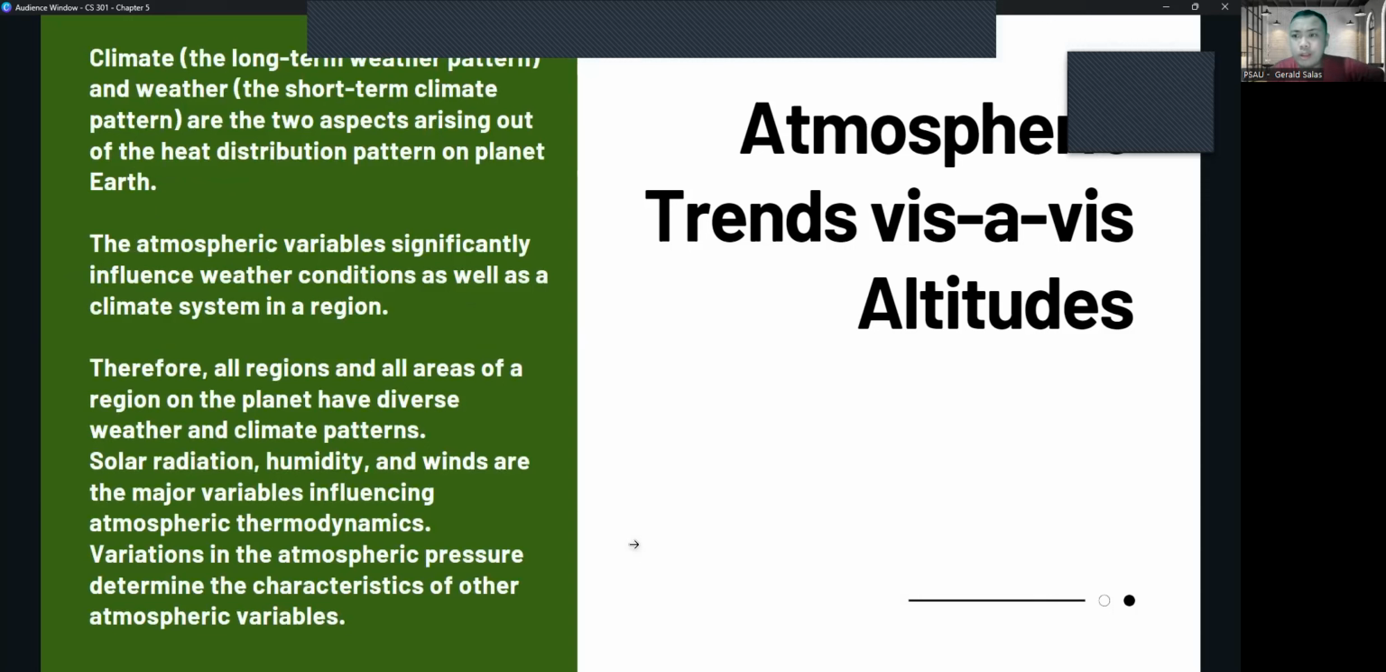Now, we've been talking about climate, we'll be talking about weather. When we speak of climate, ito yung ating long-term weather pattern. When we speak of weather, this is our short-term climate pattern. So, these are the two aspects that state the heat distribution pattern dito sa ating mundo. So these atmospheric variables significantly determine weather conditions as well as the climate system in a region. So itong dalawa, the climate and the weather, it tells us what is the climate system of a particular region.